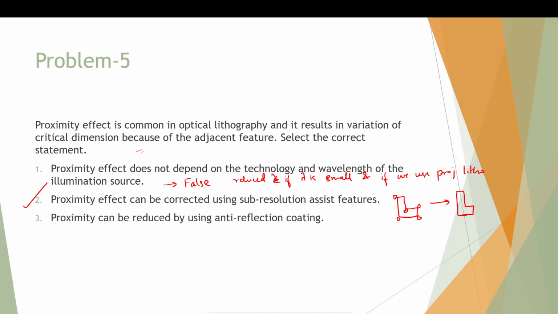And the third point is proximity can be reduced by using anti-reflection coating. This doesn't have anything to do with the anti-reflection coating. People do use anti-reflection coating to get smoother boundaries and to enhance the resolution, but that has nothing to do with the proximity effect.